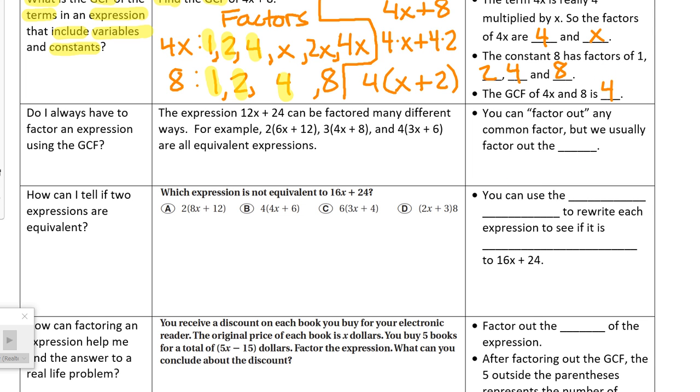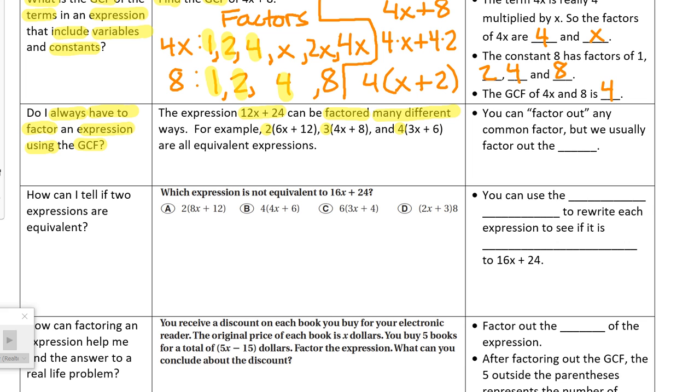All right, moving on to the next question. Do I always have to factor out an expression using the GCF? So could we factor out any of these other common factors? For instance, in this last problem, could we have factored out 1 or 2? Let's see. The expression 12x plus 24 can be factored in many different ways. For example, you could factor out a 2, you could factor out a 3, you could factor out a 4.